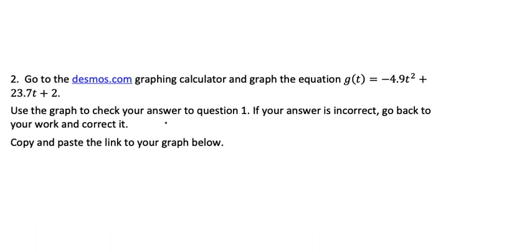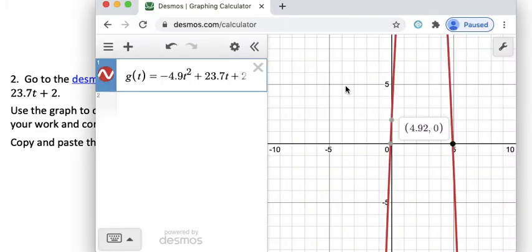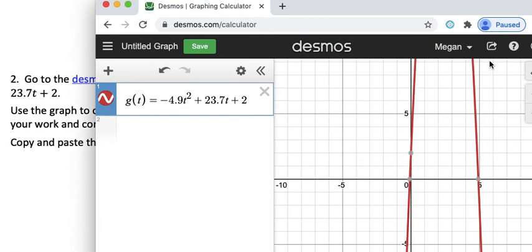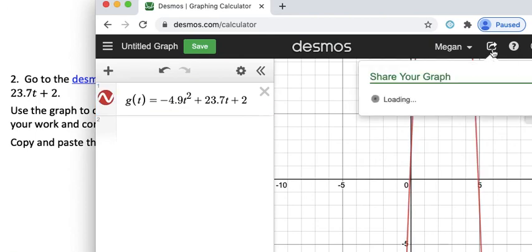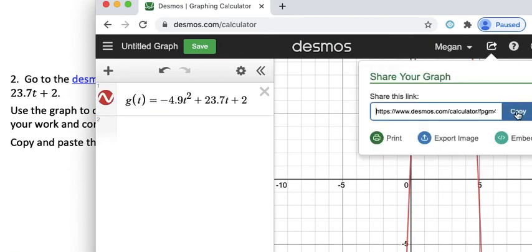So now I'm going to copy and paste the link to my graph. And remember, when you're doing this, I need to make my window bigger so that you can see the top toolbar. You click on the Share Graph button, and then click on the Copy button, and paste the link into your Word document.